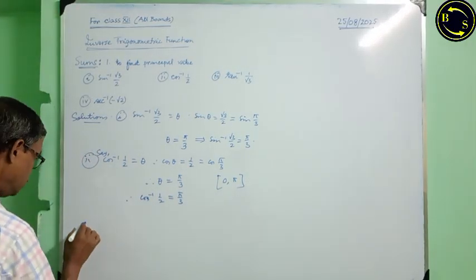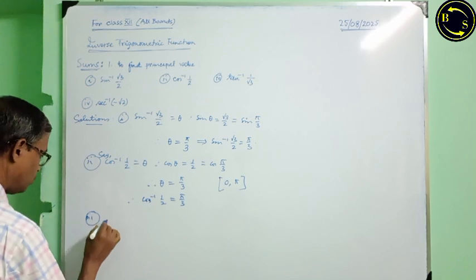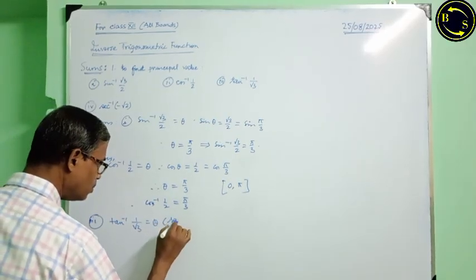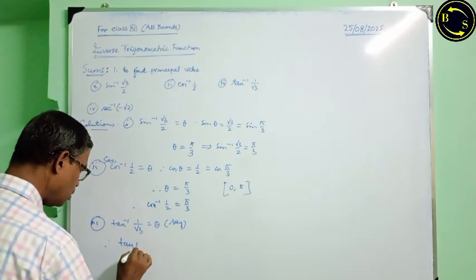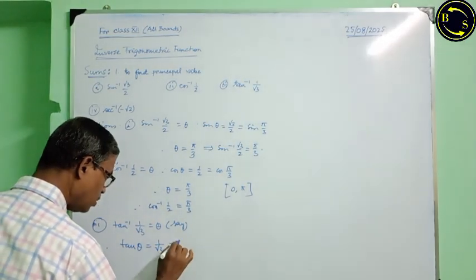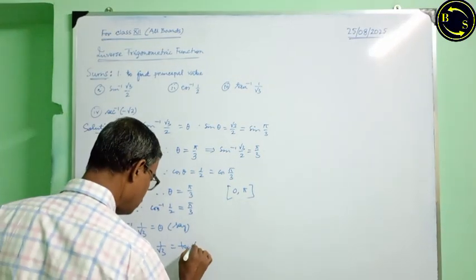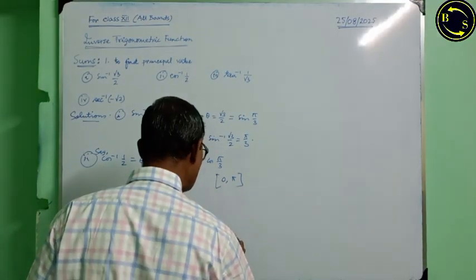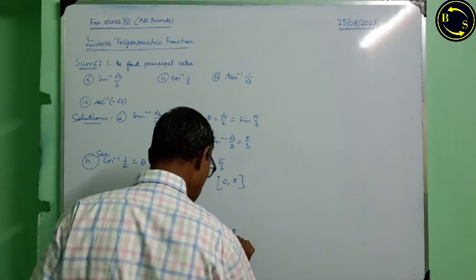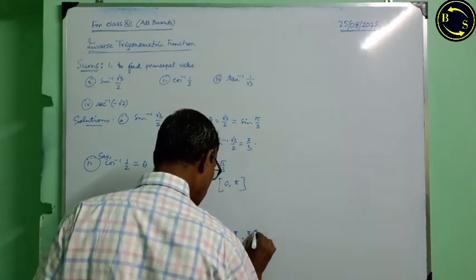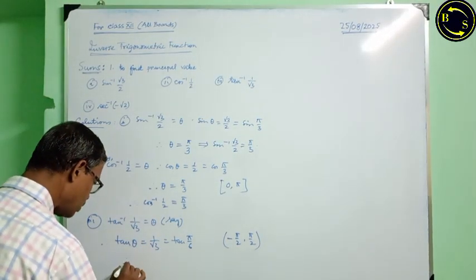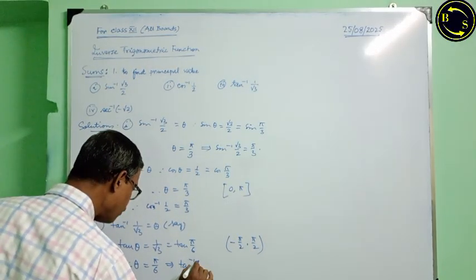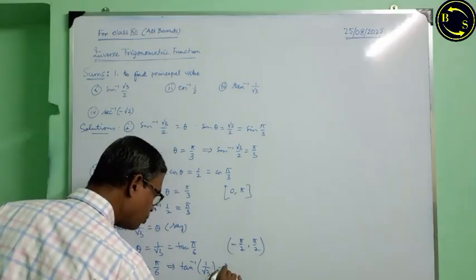Then I have taken tan inverse form, 1 by root 3 equal to theta. Therefore, tan theta equal to 1 by root 3, tan 30 degree or pi by 6, and for tan function, principal value will be minus pi by 2 to pi by 2, open interval. Therefore, theta equal to pi by 6, tan inverse 1 by root 3 equal to pi by 6.